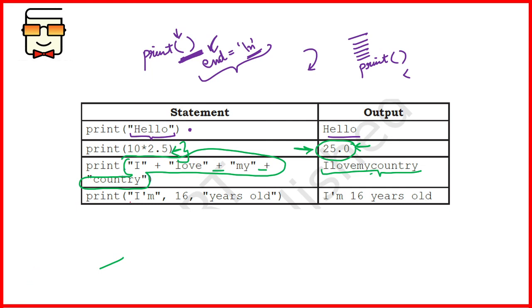Now in this case there are multiple strings. I am 16 years old, so there are multiple values. This is the first value, this is the second value, this is the third value. So the default separator is space, and that is why there is space between these values. This space is there because it was already present in the third value.